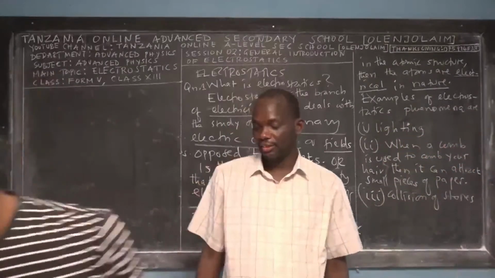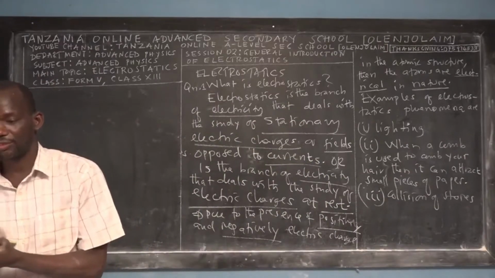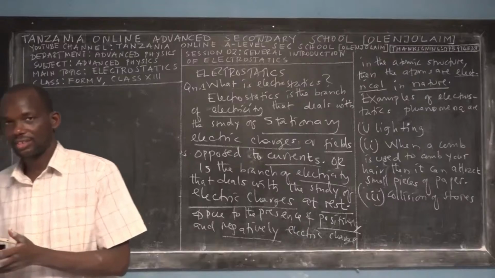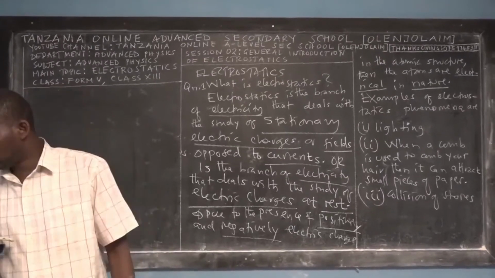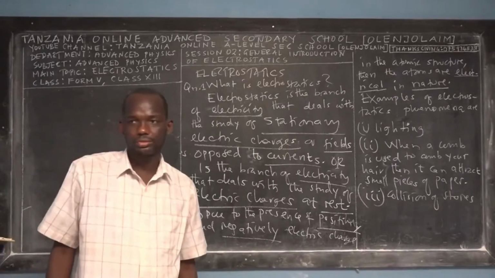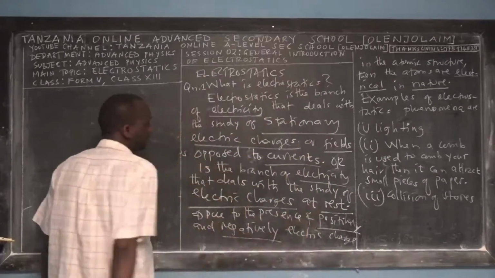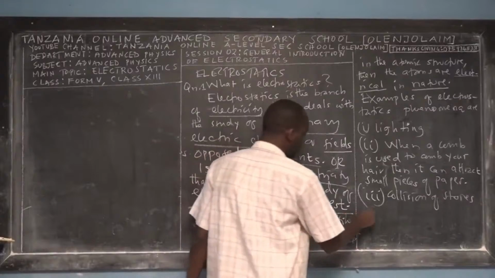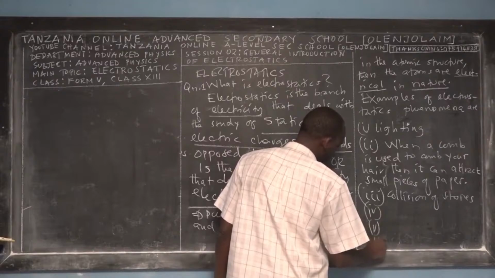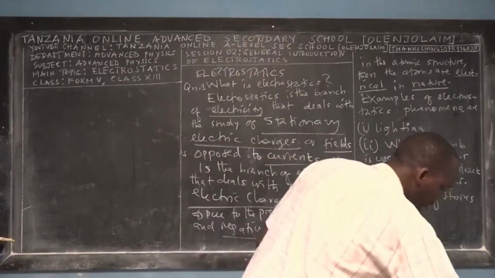Can you demonstrate the property of electrostatics by using these papers and the comb? Have you prepared that experiment? Okay, so those are some examples. You can add maybe other phenomena, number 4, 5, 6. You can find them in different textbooks and get more information.